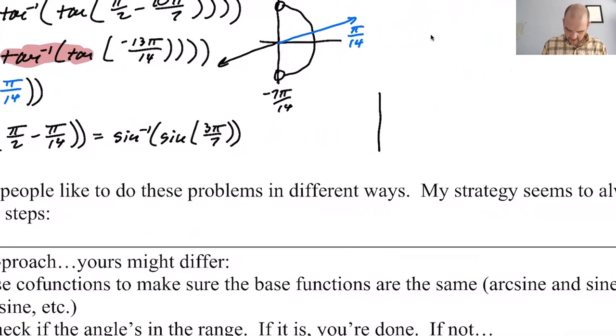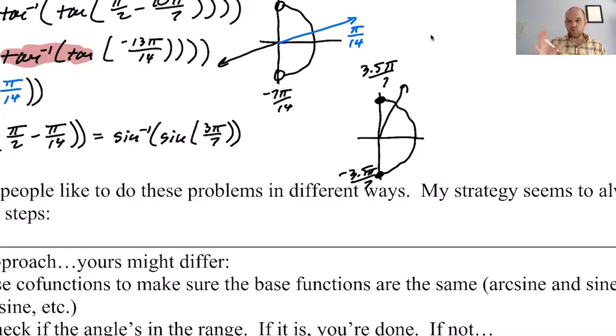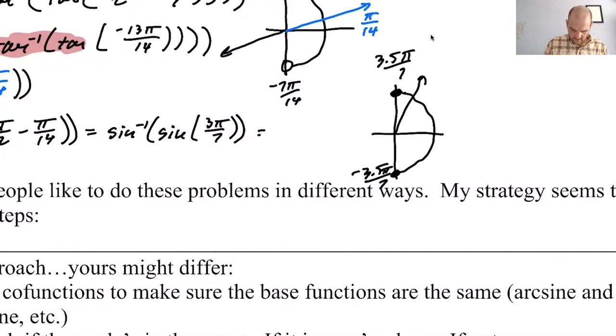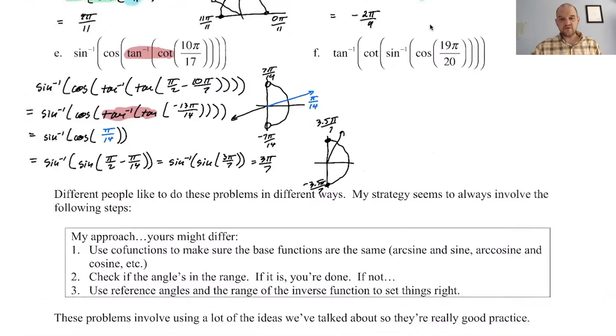So let's draw our picture for arcsine. You probably already know the answer to that, it is in the range. That's what you're going to get. But what's half of 7? It's 3.5, and then negative 3.5 pi over 7. So 3 pi over 7 is like here. It works, so that's going to be our answer, 3 pi over 7.